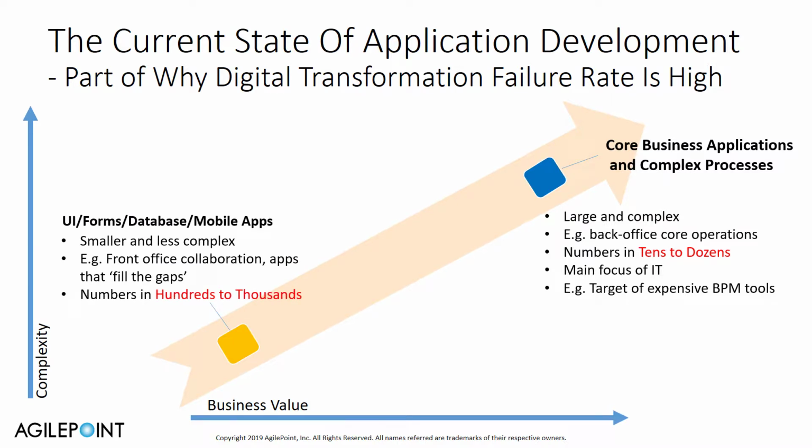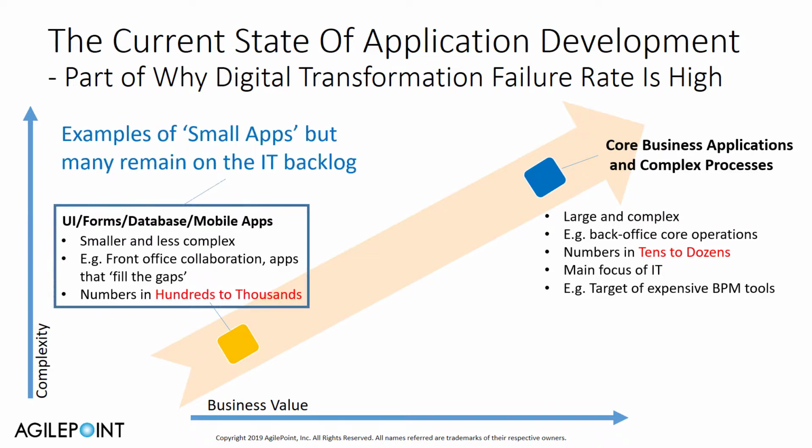On the other side of the coin, we have small apps. These tend to be front office or customer-facing collaborative types of applications. They fill in the gaps for existing software, make work easier, but are often the largest component of an IT organization's development backlog. So without a tool like AgilePoint, they more than likely will never ever get built.